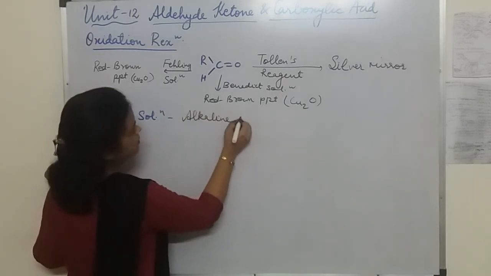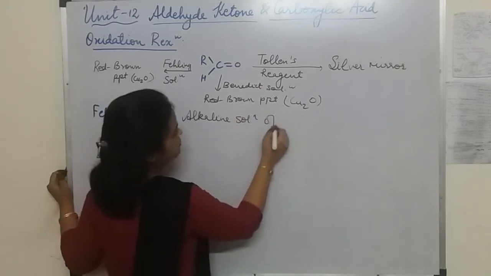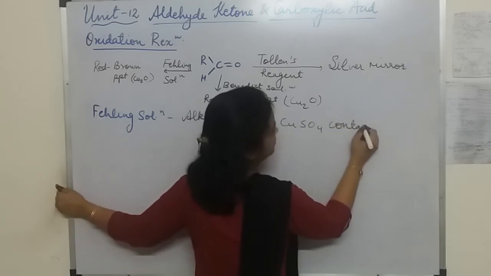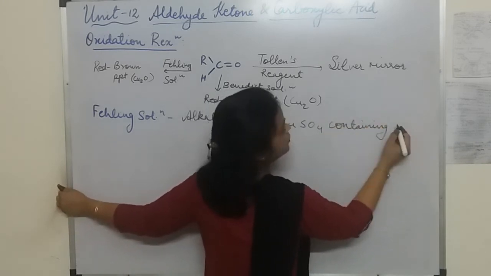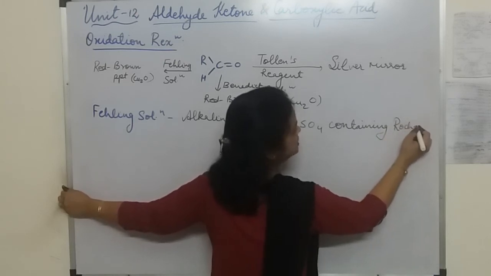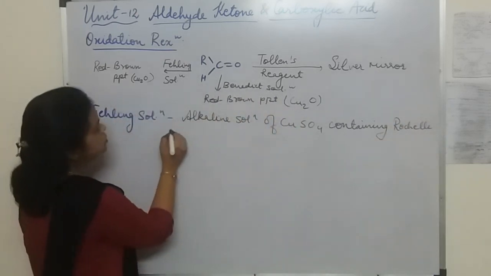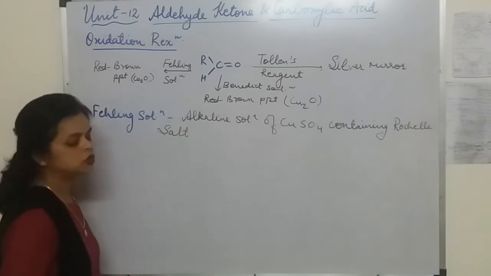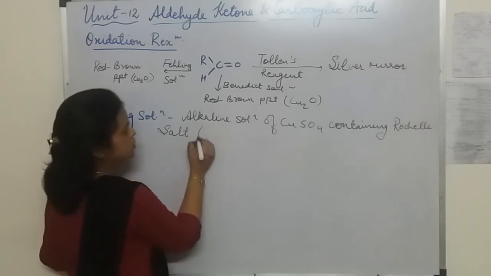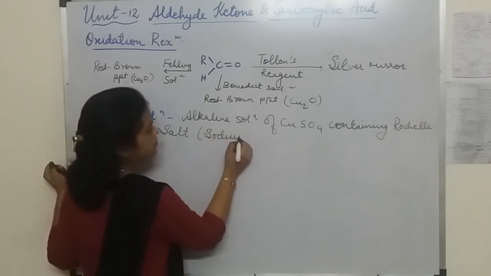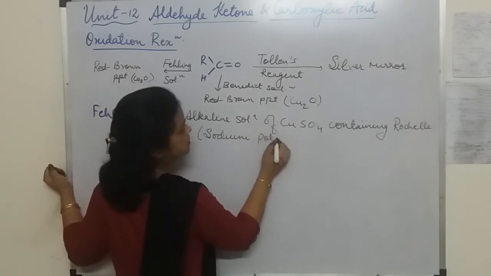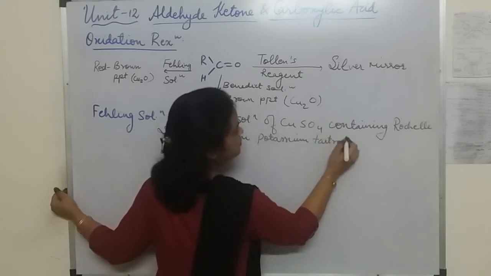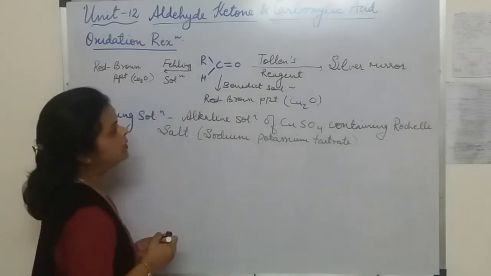Alkaline solution of copper sulfate containing Rochelle salt. Rochelle salt. Alkaline solution of copper sulfate containing Rochelle salt. What is this Rochelle salt? Sodium potassium tartrate. Okay, now how is it formed?